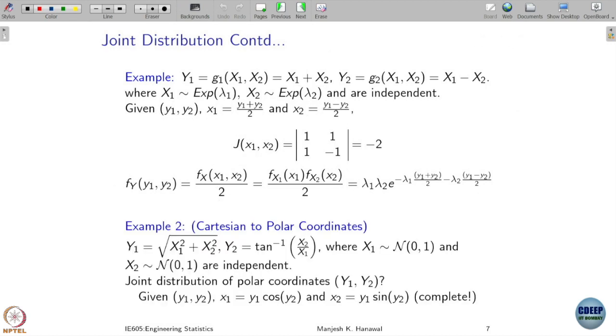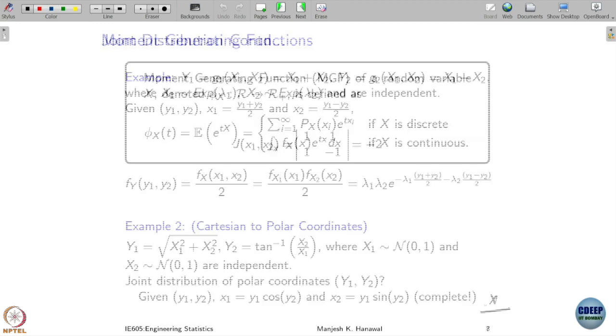Okay, so there is another example here. This is based on the Cartesian things. And one more thing for tomorrow's quiz: this question may or may not come in tomorrow's quiz. You better work it out. If it comes, you have worked it out, you already have the solution.